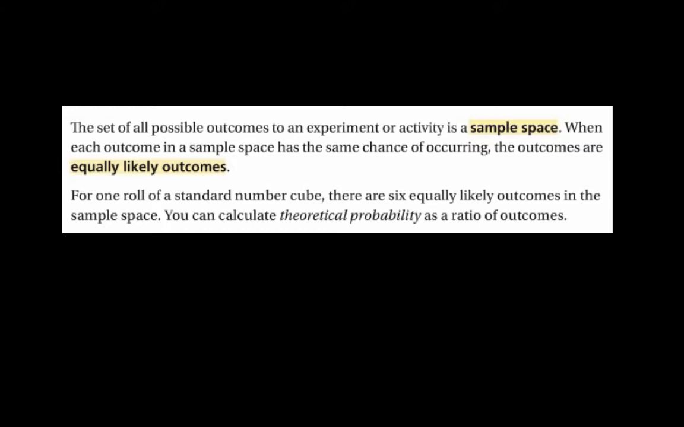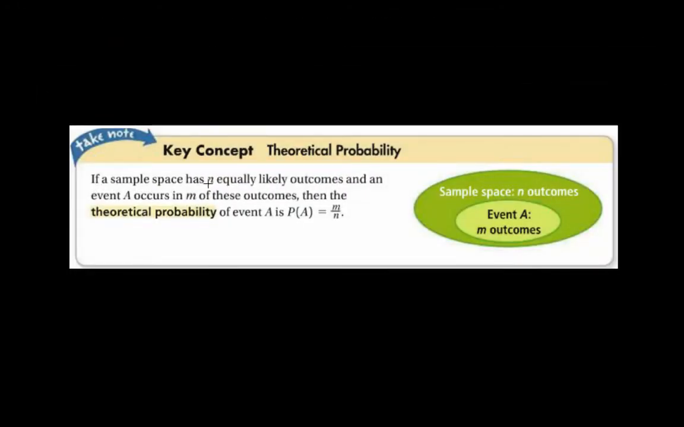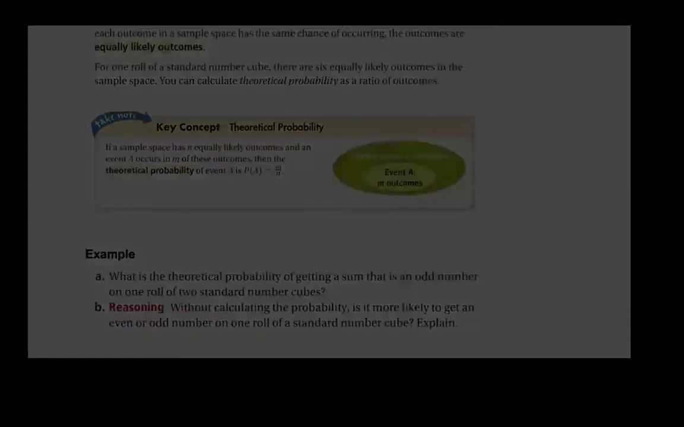So we can calculate theoretical probabilities as a ratio of outcomes. If a sample space has n equally likely outcomes and an event A occurs in m of these outcomes, then the theoretical probability of an event A is P(A), that's the notation, equals m over n. Here's a little Venn diagram just to show you. The sample space would be the outer circle, all the total outcomes. And however many are in this inner circle, those are our favorable outcomes, or the outcomes that we're trying to find the probability of.